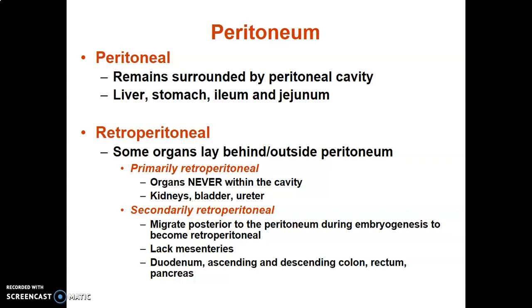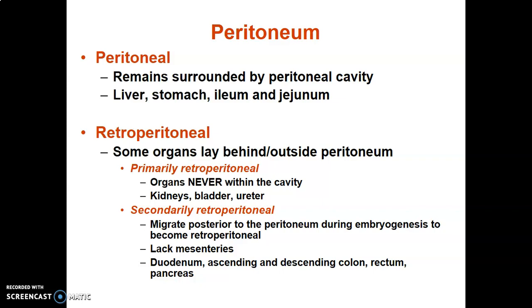You have a peritoneal cavity that contains peritoneal fluid, but you have structures or organs that are surrounded by peritoneum, like the liver, stomach, ileum, and jejunum. However, we have some organs that are behind the peritoneum, and that space behind the peritoneum is the retroperitoneal space. So we have organs that are primarily retroperitoneal. They were never within the peritoneum or covered by peritoneum. These include the kidneys, bladder, and the ureter.